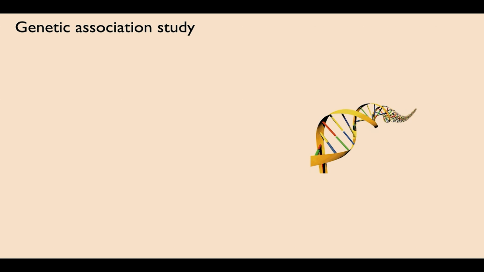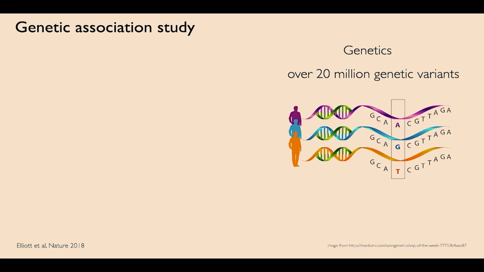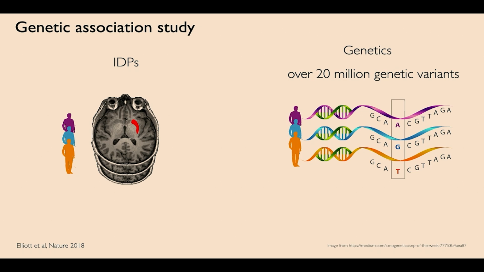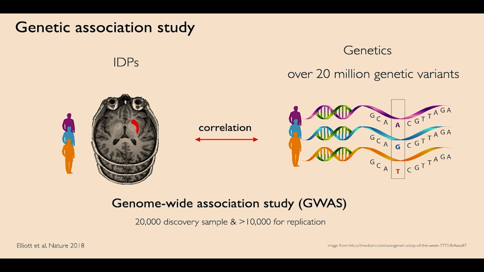Next, I will show some example results from genetic associations. In UK Biobank, they have collected genetic data, consisting of over 20 million genetic variants per subject. A genetic variant is a site in DNA that varies across subjects. We also have QSM IDPs from the same set of subjects, and also have variants across the population, so we can study the cross-subject correlation between them. We've done this correlation analysis for the whole genome, which is called a genome-wide association study, or GWAS.